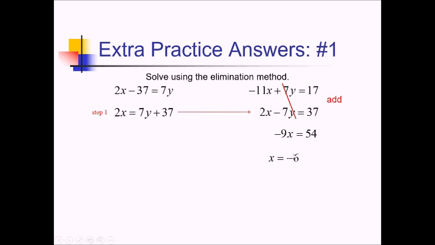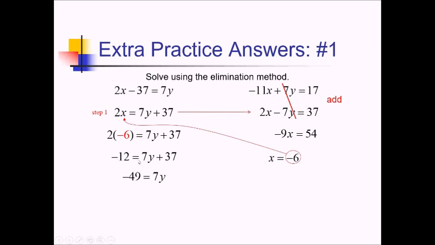And then plugging negative 6 back in over here for x. We've got 2 times negative 6, which is going to be negative 12. And then if I subtract 37 from both sides, that's going to be negative 49 on the left side. Dividing both sides by 7, we get y equals negative 7. So then my final answer, I've got the point negative 6 comma negative 7.